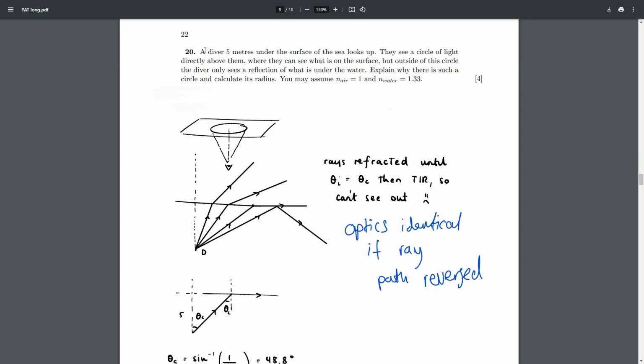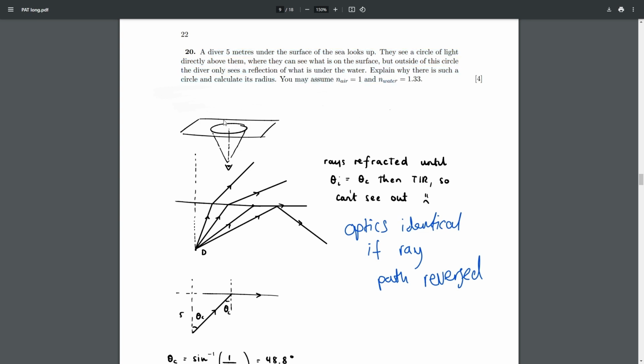Question 20 now. A diver 5 meters under the surface of the sea looks up. They see a circle of light directly above them, where they can see what is on the surface, but outside of this circle, the diver only sees a reflection of what is under the water. Explain why there is such a circle and calculate its radius.